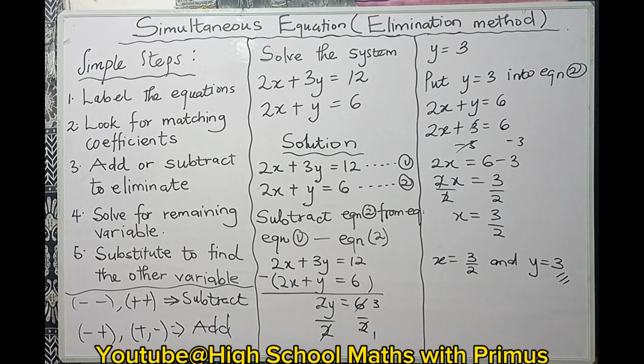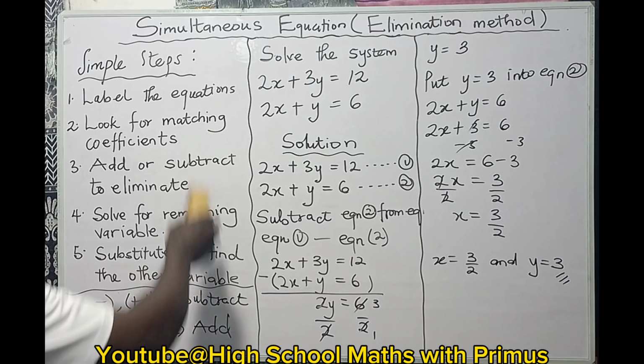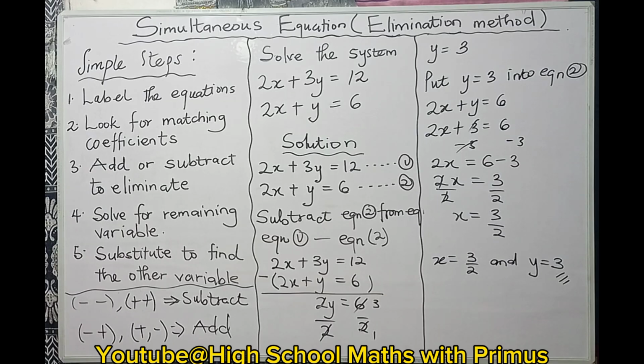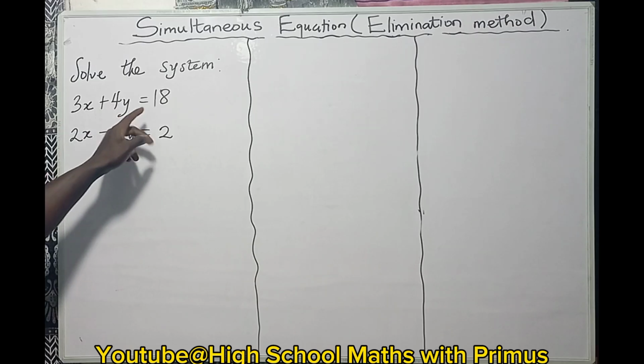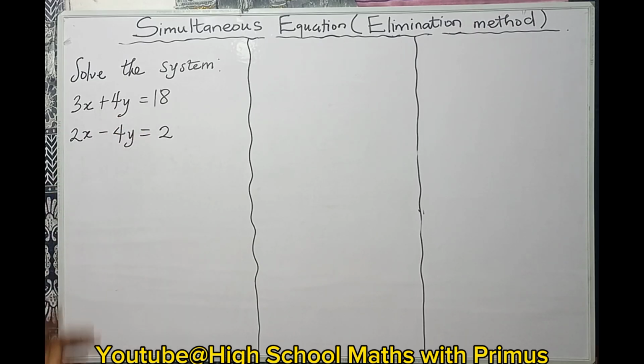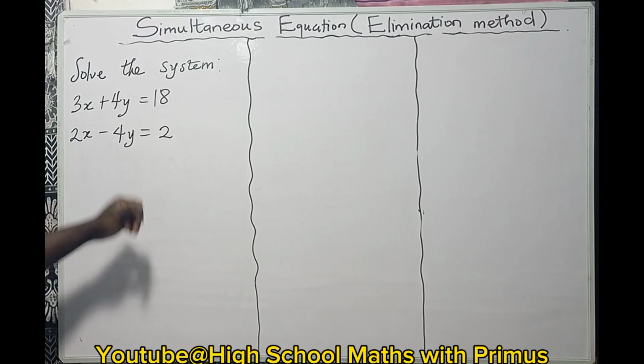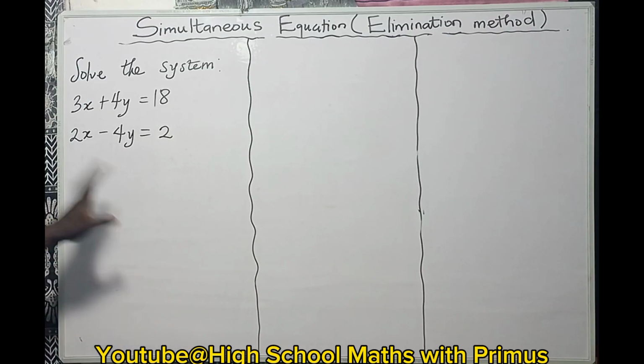Let's deal with a second example to broaden our understanding. I hope I can clean this at this point. Yeah. This is our second example. Solve the system 3x plus 4y is equal to 18, and then 2x minus 4y is equal to 2.